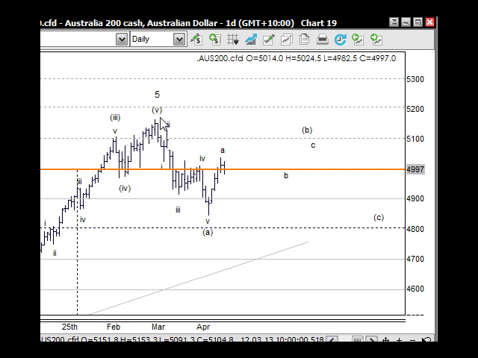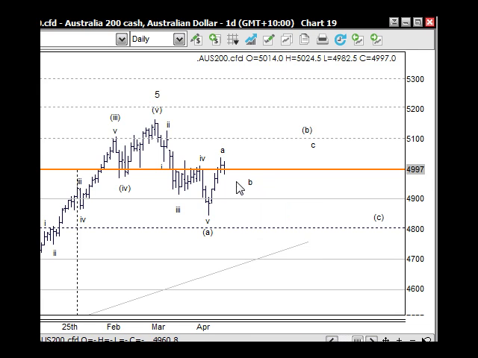So we're looking at 1, 2, 3, 4, 5. This is the daily. Then the A, the B wave here, which would be in 3 waves here. So this is what we're looking at now. We're looking at an A and a B and a C, a 3-wave swing here, which would line up with the S&P 500 and so forth.